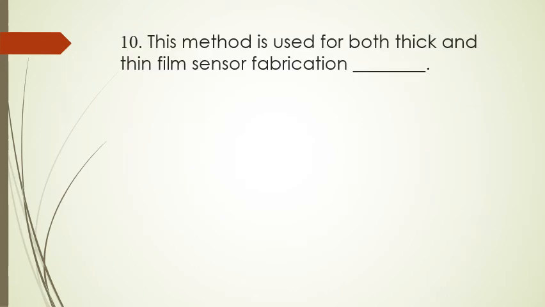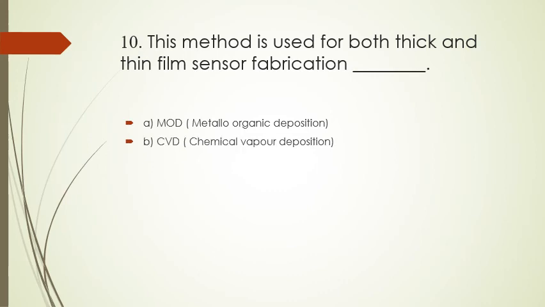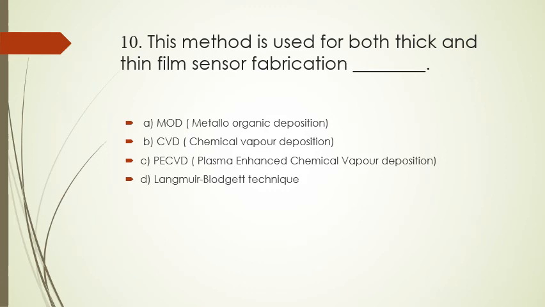And the last question is, this method is used for both thick and thin film sensor fabrication. Options are MOD, that is metallo-organic deposition, CVD, chemical vapor deposition, PECVD, plasma enhanced chemical vapor deposition, or option D is Langmuir-Blodgett technique. Now here the correct answer is answer A, which is MOD, metallo-organic deposition. This method particularly is used for fabricating both thick and thin film sensors.